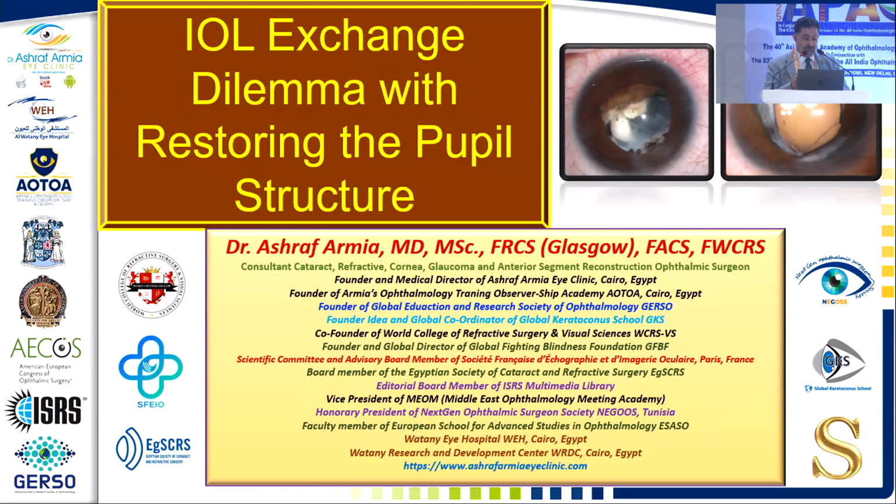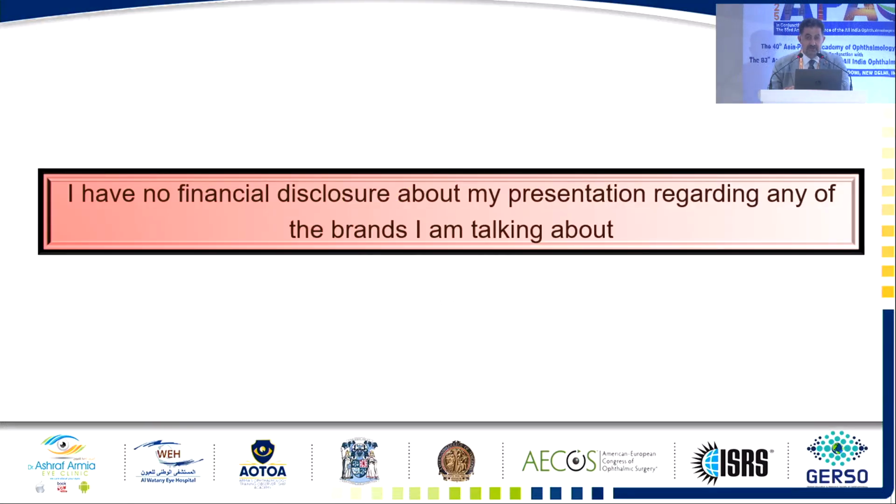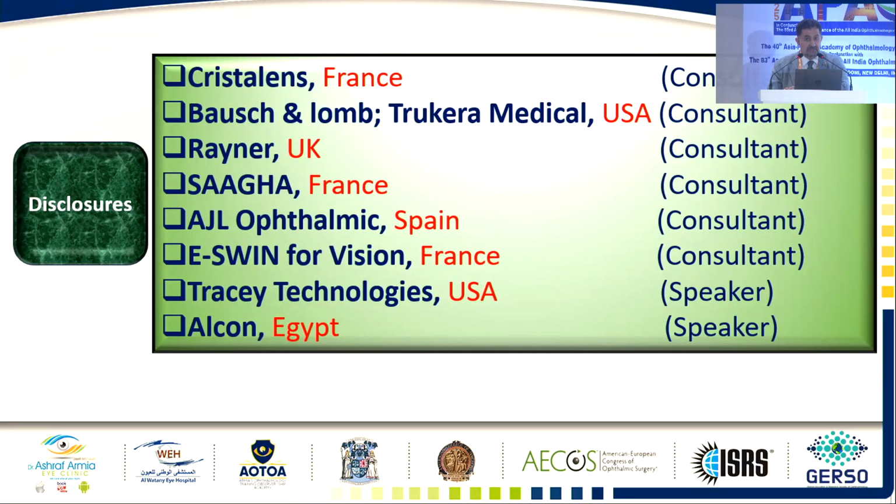So let's talk. The talk I was asked for is IOL exchange before we go for scleral fixation. If you still have a bag, or a remnant, we are going to change the IOL in difficult situations and restore the pupil, because without restoring the pupil, you are not going to achieve anything. Optically, the patients are not going to be happy, even if you change their refraction. I have no financial disclosure regarding this presentation, but I am a consultant and speaker for some companies.